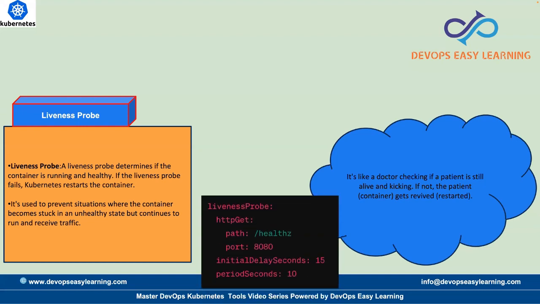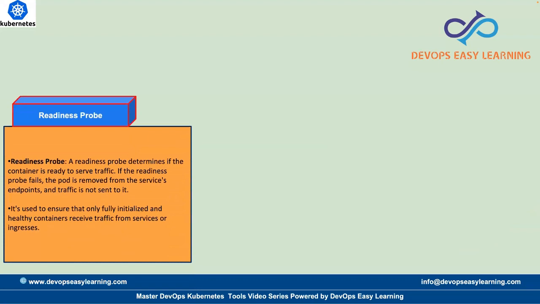Another one is called the readiness probe. The readiness probe determines if the container is ready to serve traffic. If the readiness probe fails, Kubernetes removes it from the service endpoints and traffic is not sent to it, right? So the readiness probe is there to make sure that the container is ready to accept traffic. It's used to ensure that only fully initialized and healthy containers receive traffic from services or ingress, right? So that's what Kubernetes uses to redirect traffic.